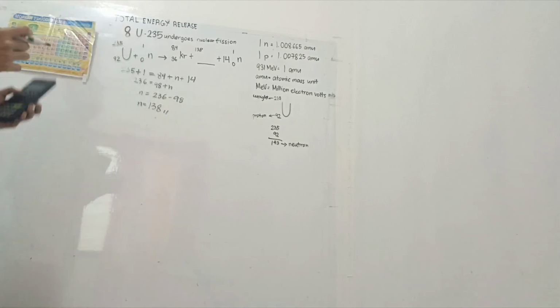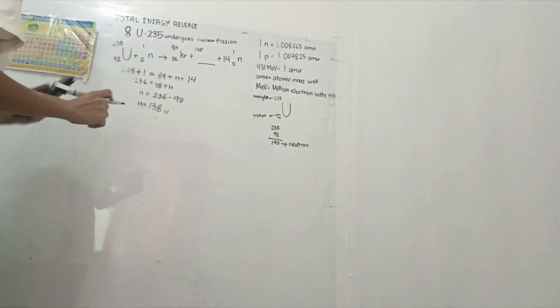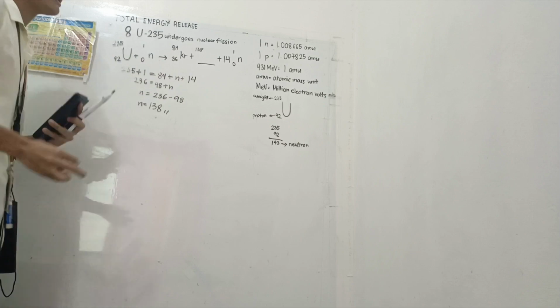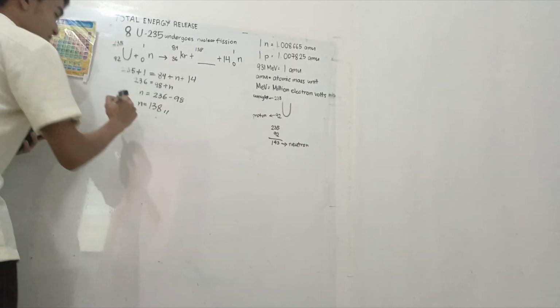Let's proceed to finding what element is missing. Same process lang, but this time yung mga nasa baba, which is also known as the protons. So, pag-equate natin yung protons, 92.